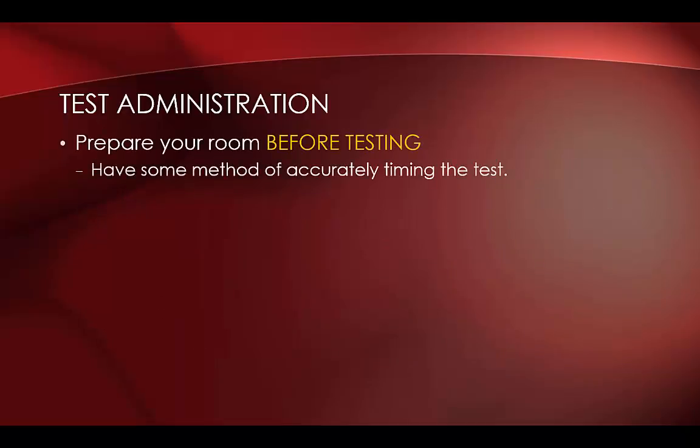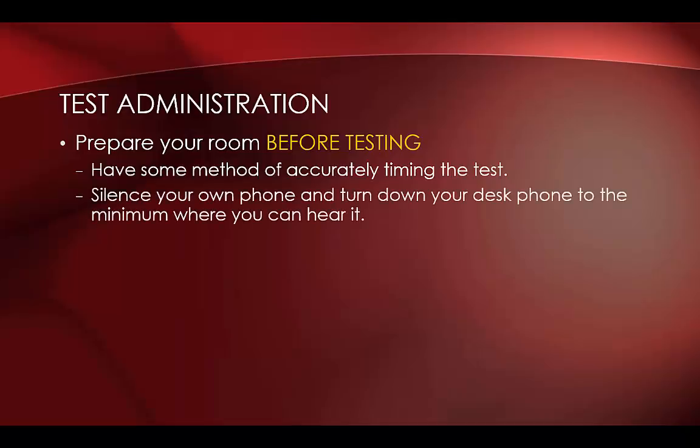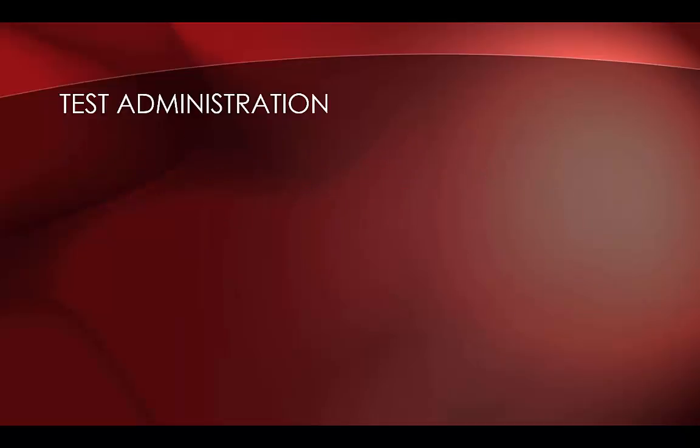Before the test, you want to make sure you have some way of accurately timing the test. It could be a watch, it could be an online testing clock, but make sure you have that available before you start. You want to also take your own cell phone and turn it off or put it on vibrate. Also, turn down your desk phone so that you can still hear it, but it minimizes any distractions.